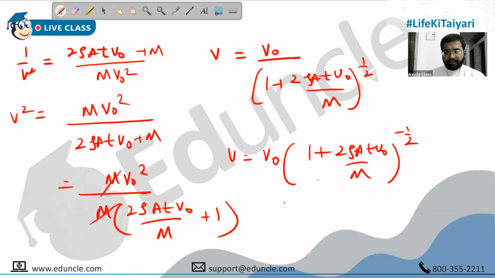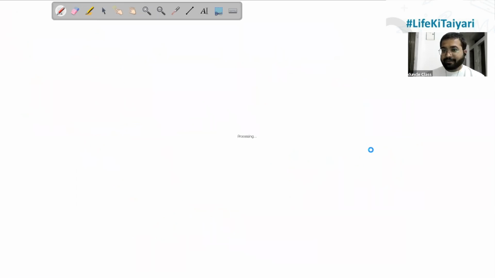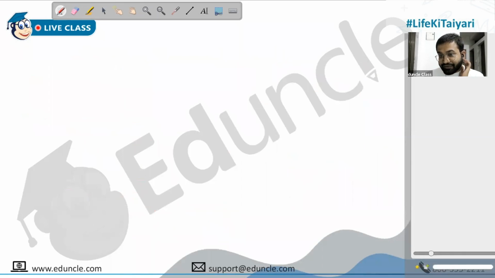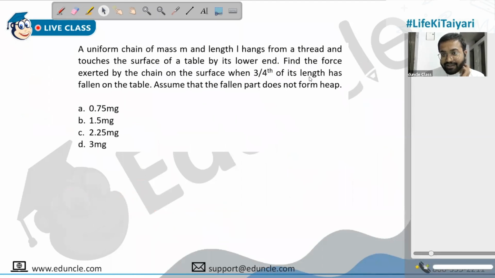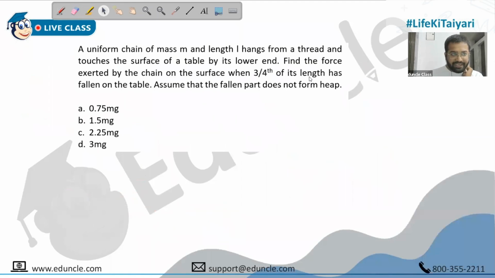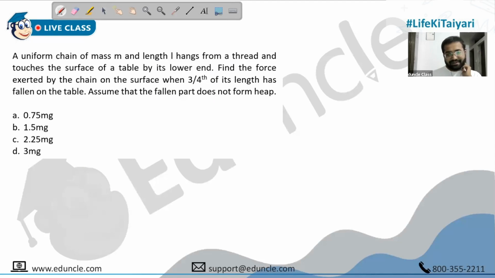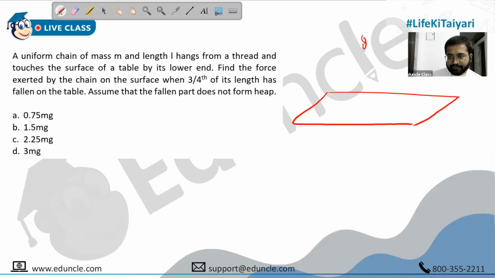Next. There's another question on variable mass I would like to take, but this is a different kind of question. Not something which you see usually in a variable mass problem, but it's a thrust force problem, a very good one. Small problem, but okay. A uniform chain of mass m and length L hangs from a thread and touches the surface of a table by its lower end. So see, there is a table and there is a chain.